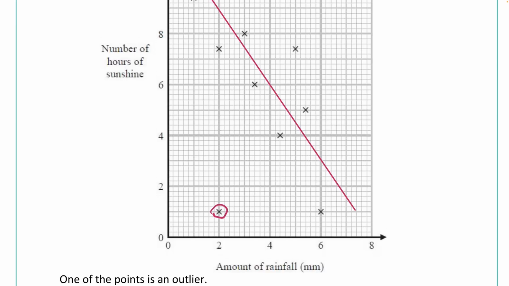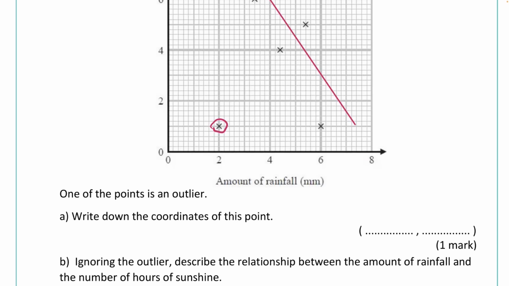So that there is called an outlier. It lies far away from that line of best fit. It wants me to give that as a coordinate, so I do want to read this carefully. We have an x coordinate there of 2 and a y coordinate of 1.